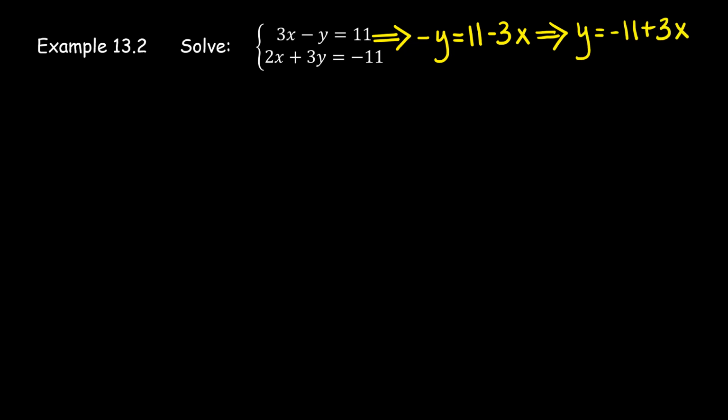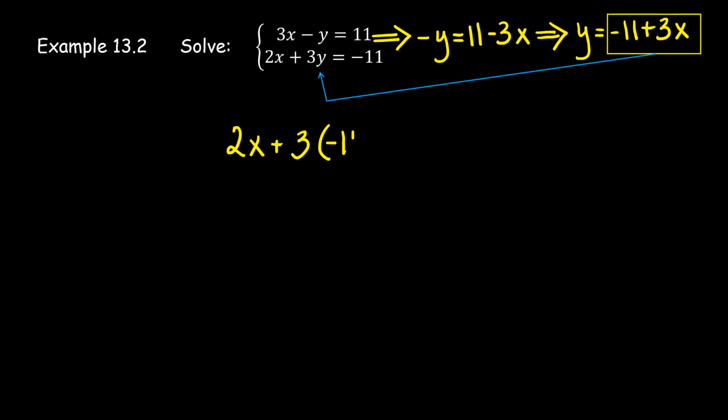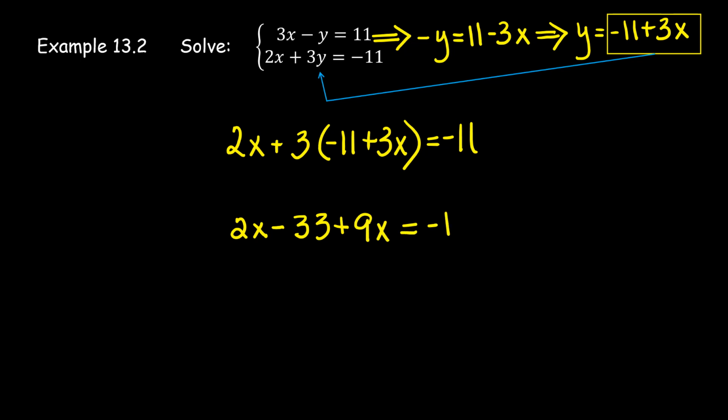So y equals negative 11 plus 3x. And now you can substitute that value in for y in the second equation. So you'll have 2x plus 3 times y, which is negative 11 plus 3x, is equal to negative 11. And now you use the distributive property: 2x plus negative 33 plus 9x equals negative 11.